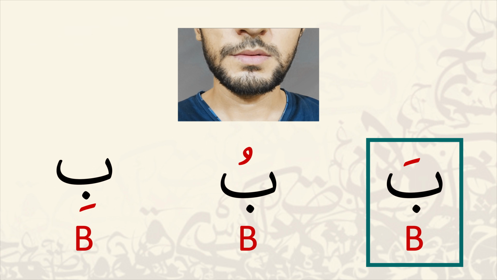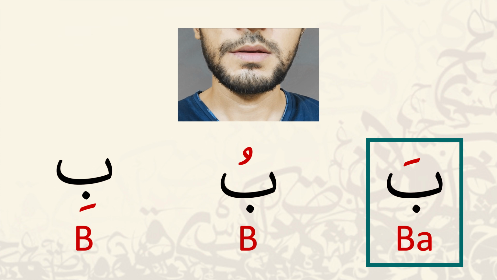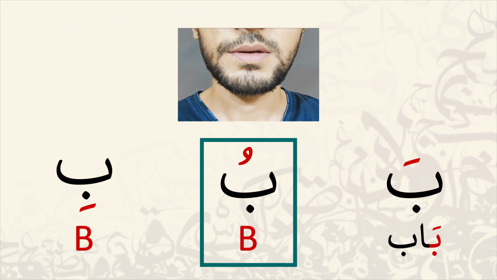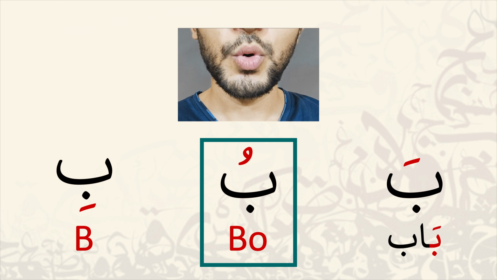Here it has fatha, which produces a sound A. Let's add it to the sound of the letter. So the overall sound is Ba. Open your mouth. Ba, as in Bab. The second one, the same original sound of the letter, and then we check the label. So it will be O, Bo.